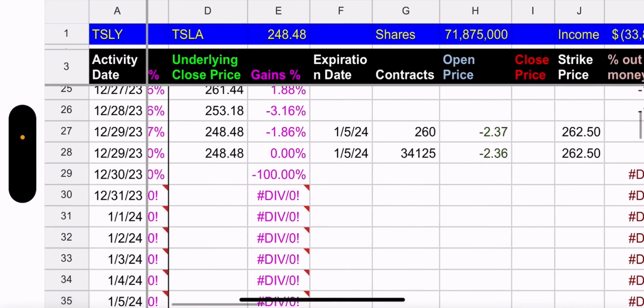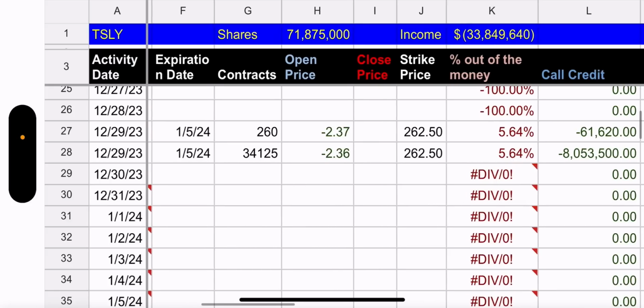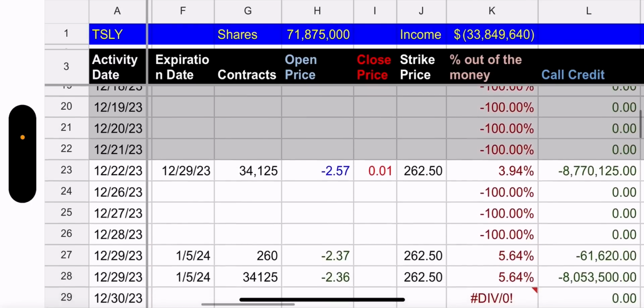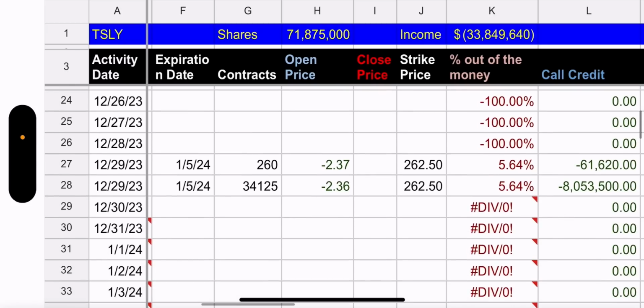So they're using the 34,125 contracts and the 260 additional contracts. Finally, they got additional contracts, and they used a 262.50 strike price, and that is now 3 weeks in a row they're using a 262.50. This week it's 5.64% out of the money.